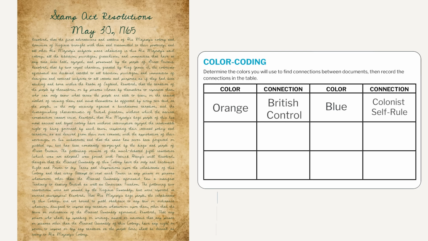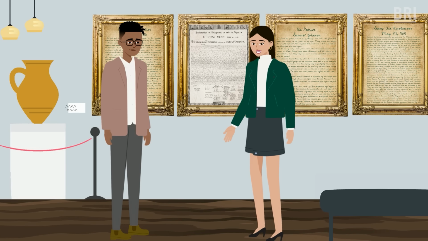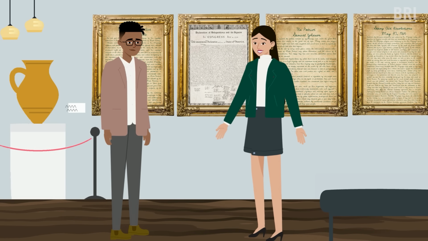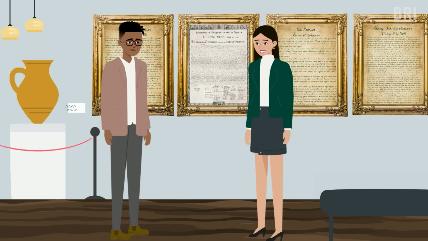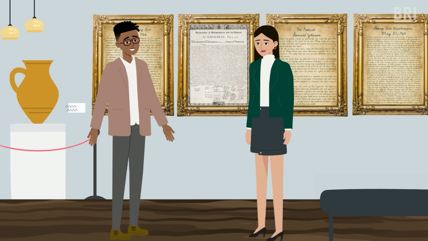And in the Stamp Act Resolves, we'll highlight not bound to yield obedience to any law designed to impose any taxation. By organizing our evidence this way, we can clearly see some of the main themes. British leaders asserted control, while colonists demanded self-rule. And we can use those themes to answer our question back in the classroom.